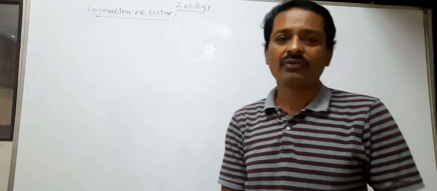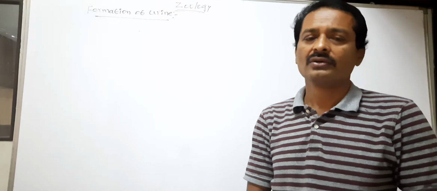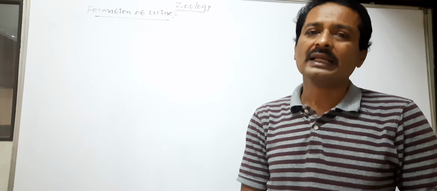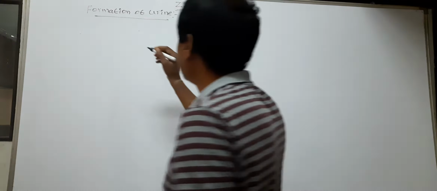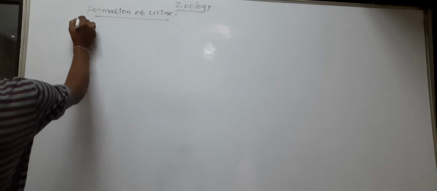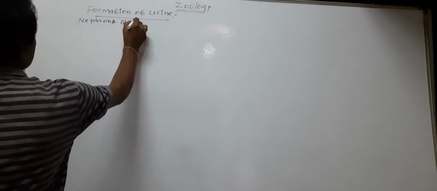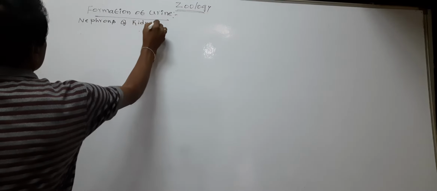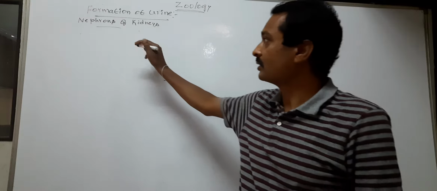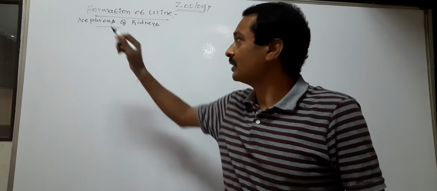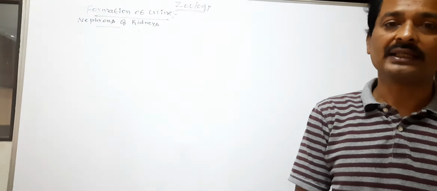The urine forms in the nephrons of the kidneys. Nephrons are the structural and functional units of the kidneys. So urine forms in the nephrons of the kidneys.